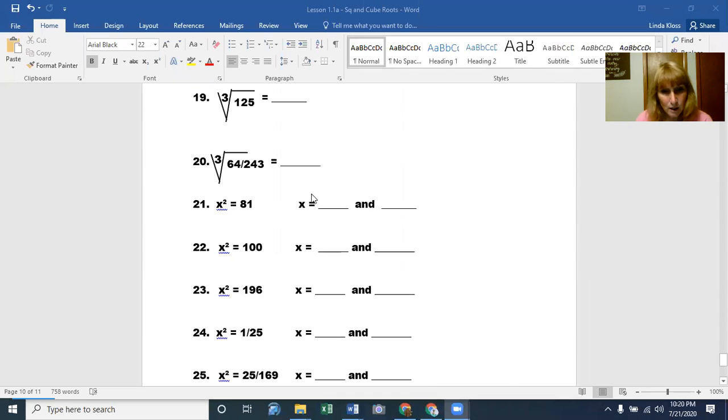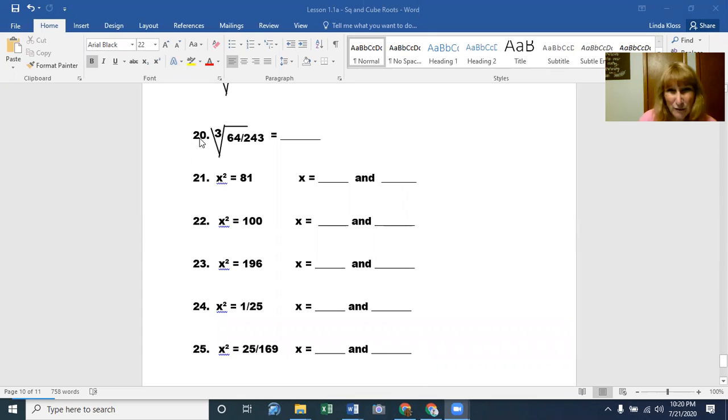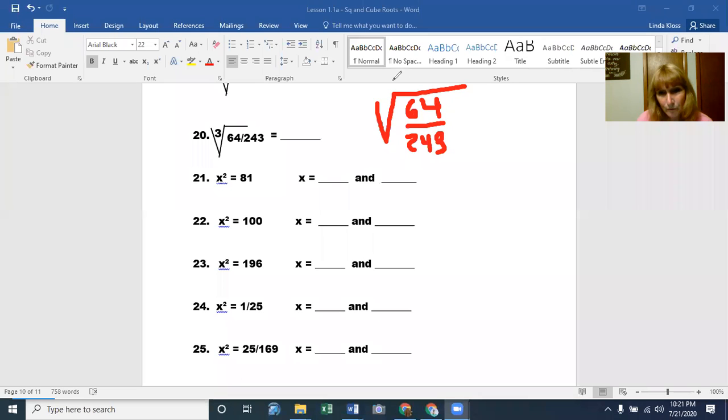Number 20. Now we've got the cubed root of a fraction, 64 over 243. So what we really have here is the cubed root, and I'm just going to rewrite it with the 64 on top and the 243 on the bottom. And I'm actually going to make my cubed root a little smaller because you can break it down into the cubed root of 64 and the cubed root of 243. So what is the cubed root of 64?